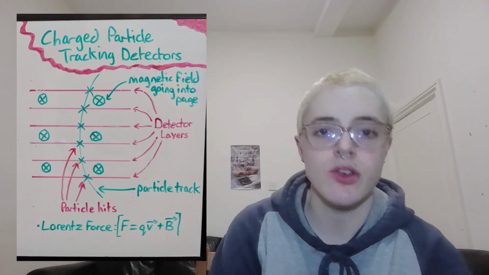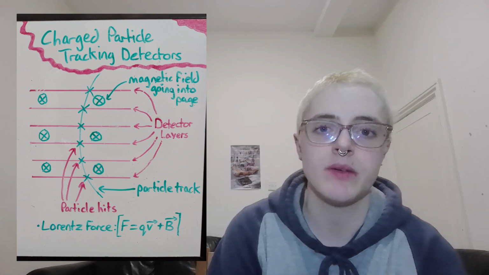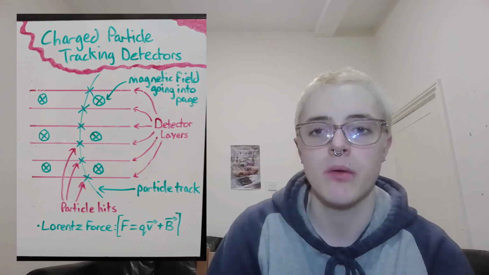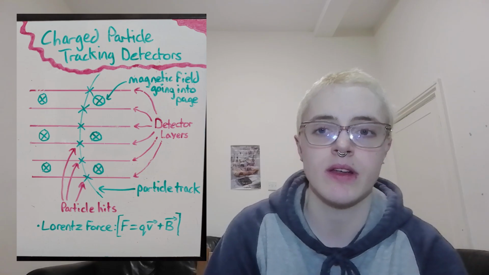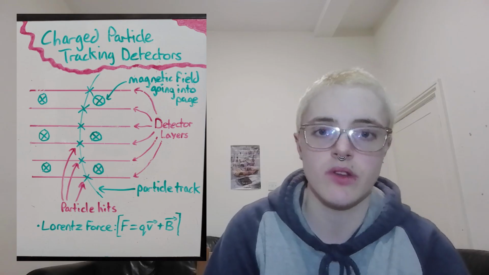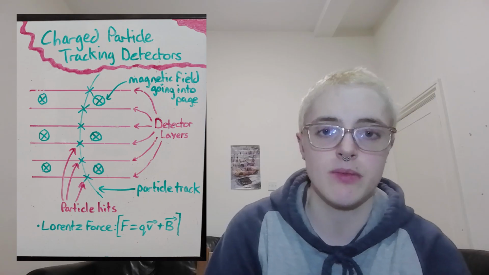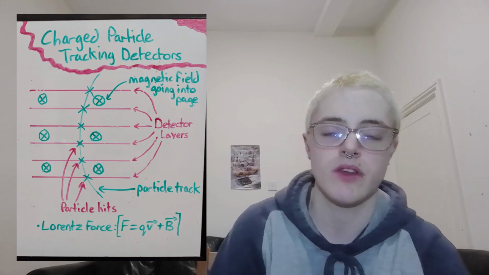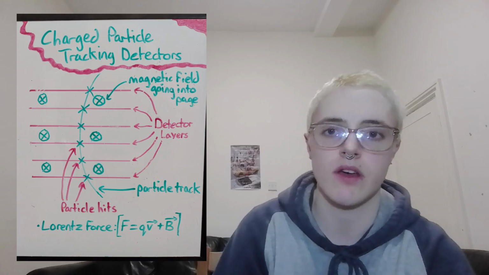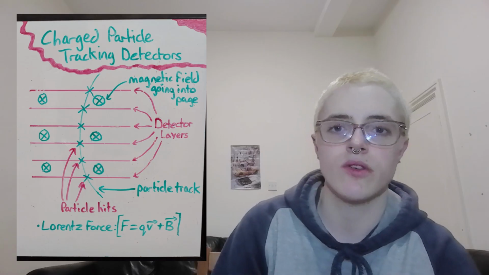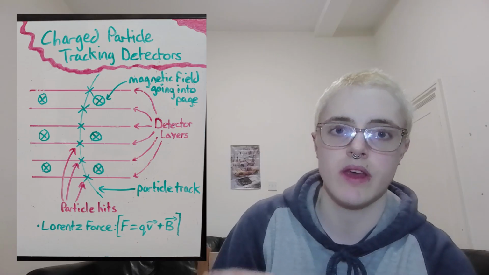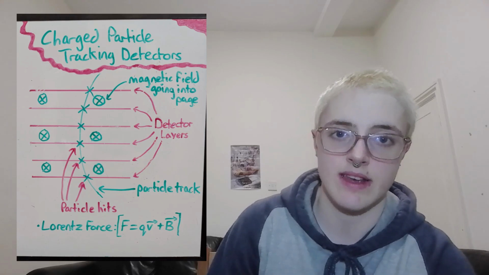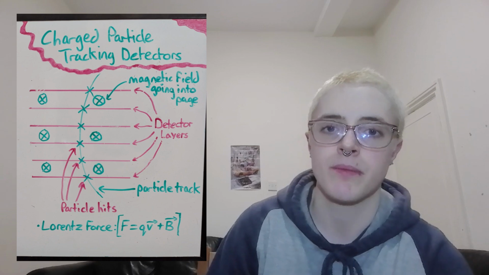These detectors are usually placed inside a strong magnetic field, which in this diagram is pointing into the page, which is shown by the crosses. When a charged particle moves through a magnetic field, it experiences a force, which is called the Lorentz force, and that acts perpendicular to both the particle's velocity and the magnetic field. So in this diagram, it would be perpendicular to the curve. At the bottom, the Lorentz force is given by F equals qv cross B, where q is the particle's charge, v is its velocity, and B is the magnetic field.